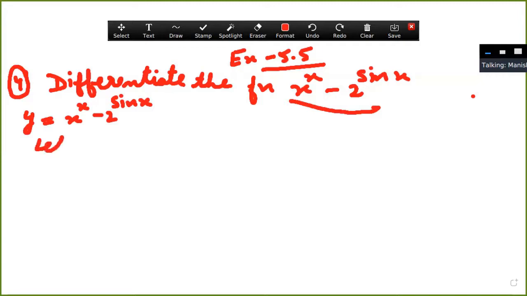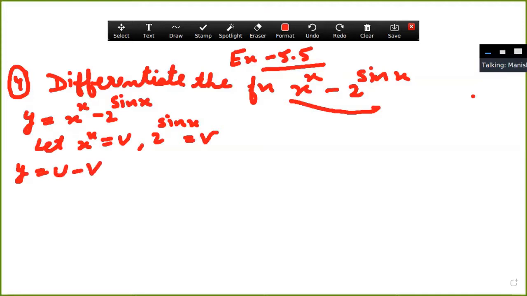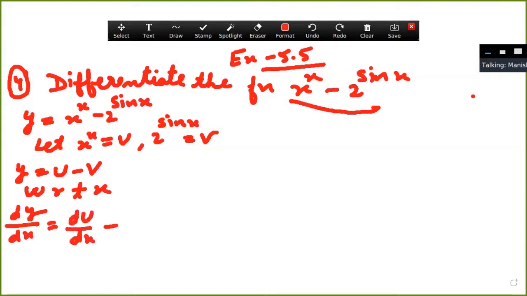Suppose let x to the power x is equal to u and 2 to the power sine x is equal to v. Now the function becomes y is equal to u minus v. If you are differentiating with respect to x, you are getting dy upon dx is equal to du upon dx minus dv upon dx. Now our target is to find du upon dx and dv upon dx.